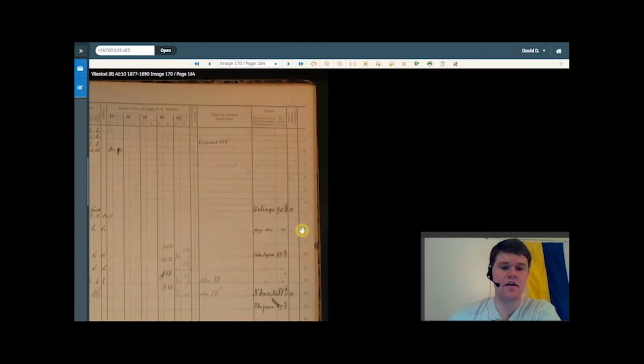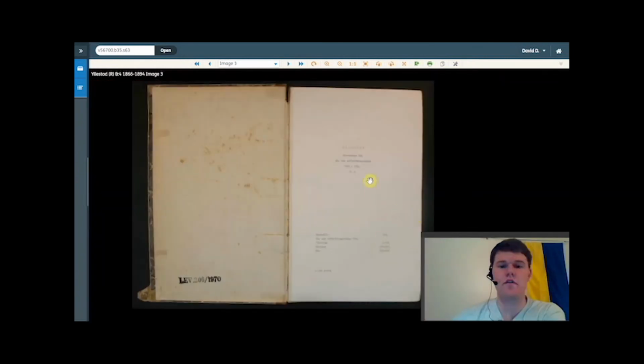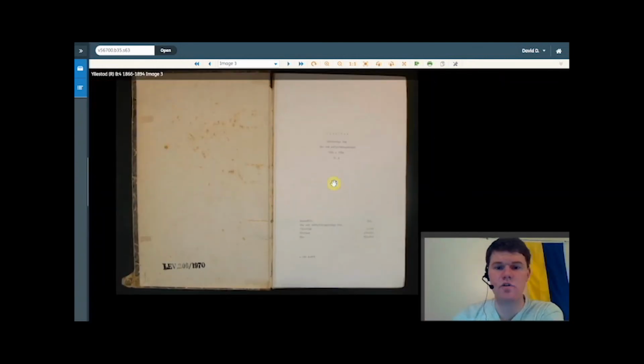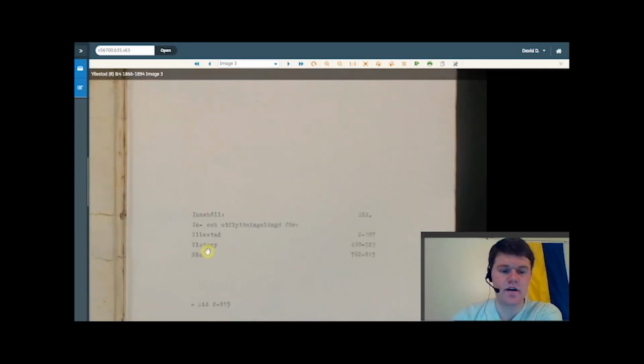Then we have another example of how things can be organized. This one has 3 different parishes in this same book. This parish is on these pages, 2 to 107. This one is on these pages, and these ones are on these pages. So if you're looking for someone, make sure that you look in the right page range.